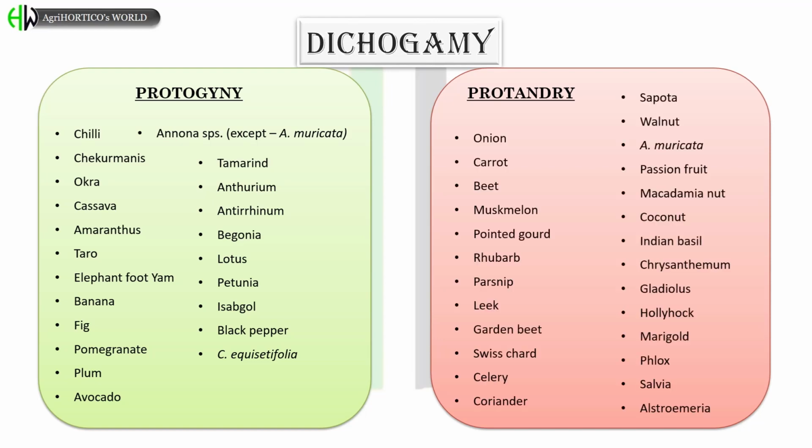Examples of protandry are onion, carrot, beet, muskmelon, pointed gourd, rhubarb, parsnip, leek, garden beet, Swiss chard, celery, coriander, sapota, walnut, Annona muricata, passion fruit, macadamia nut, coconut, Indian basil, chrysanthemum, gladiolus, hollyhock, marigold, phlox, salvia, alstroemeria.